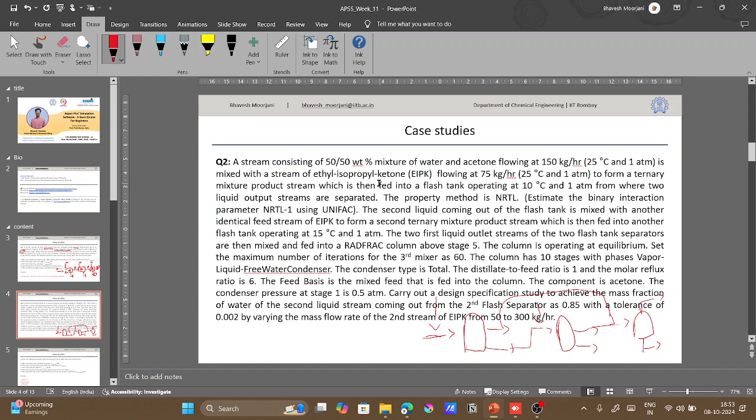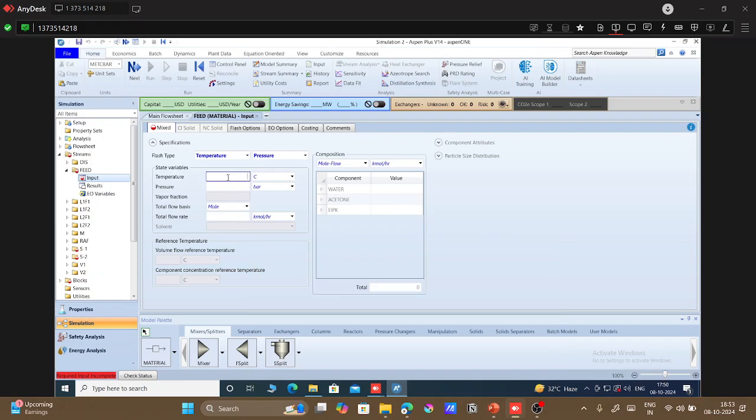So a 50-50 weight percent mixture of water and acetone with a flow rate of 150 kg per hour at 25 degree centigrade and 1 atmosphere. So temperature is 25 degree centigrade, pressure is 1 atmosphere, mass fraction is provided as 0.5 for acetone, 0.5 for water, and flow rate is 150 kg per hour.